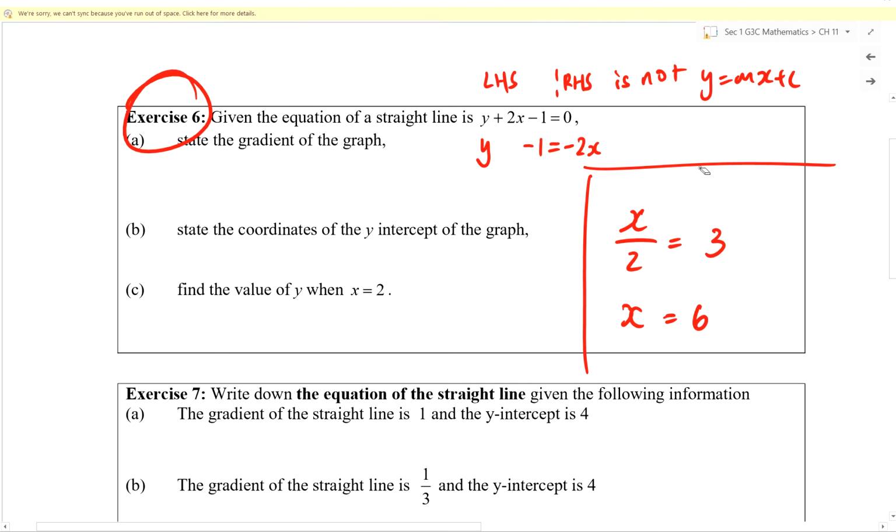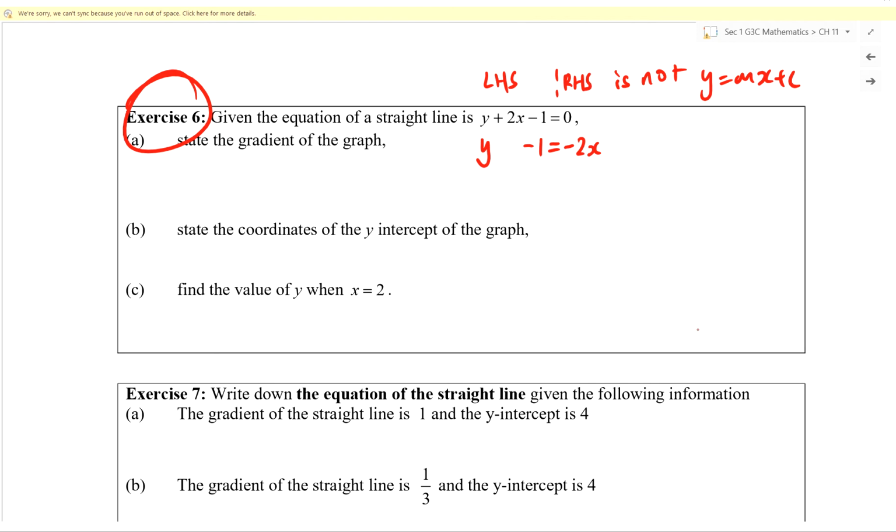Okay? So now that we have y minus 1 is negative 2x, I don't want the negative 1. So what must I do to both sides? Plus 1. So we have y equals negative 2x plus 1. Or if you know what you are doing, minus 1, bring to the other side, change sign, become plus 1, which I totally don't like. Okay, so now we have the form y equals mx plus c.